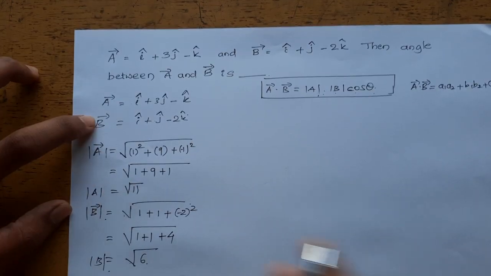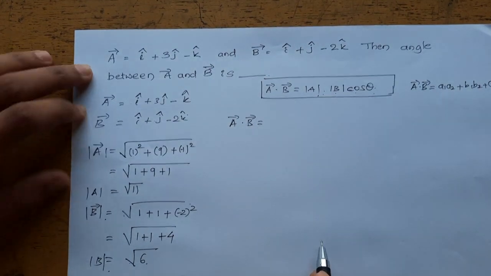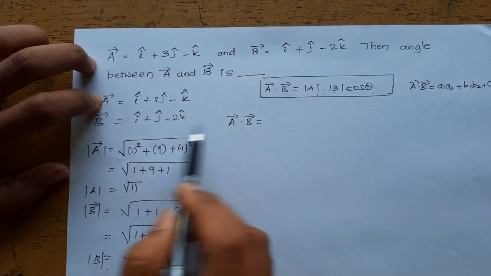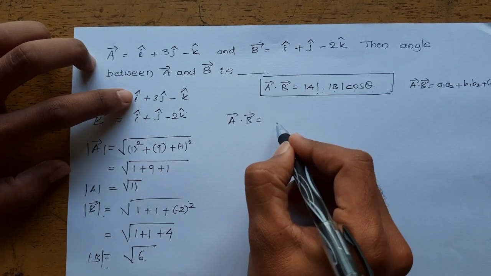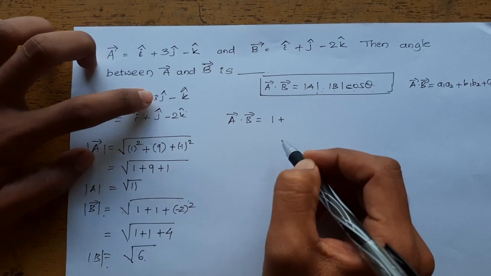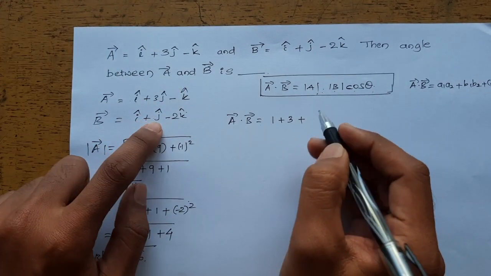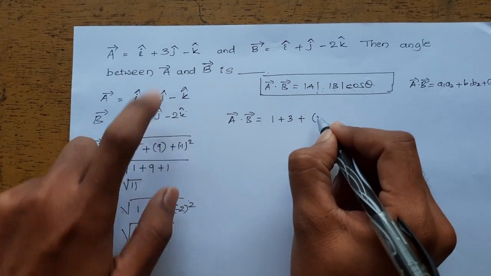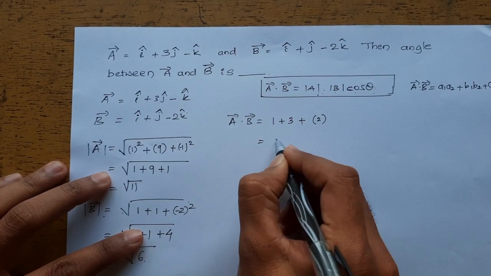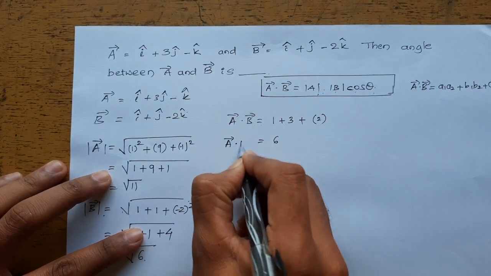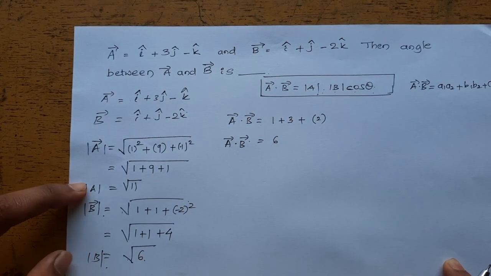Then we will do our normal calculation, that is vector a dot b. a dot b is the product of components. i into i is unit vector 1, 1 into 1 is 1, plus 3 into 1 is 3, plus minus 1 into minus 2, minus into minus is plus, 2 into 1 is 2. Therefore, here we are getting 3 plus 1 is 4, 4 plus 2 is 6. a dot b is 6, with the magnitude of a and the magnitude of b.